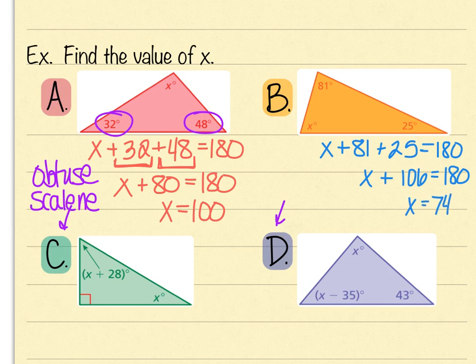So x is 74. Now, we don't have any angles that are larger than 90, so this would be an acute triangle. If none of the angles are larger than 90 or equal to 90, because that would be a right triangle. And then none of the angles are the same either. So if none of them are the same, then again it's a scalene triangle, because if none of the angles are the same, none of the side lengths will be the same.